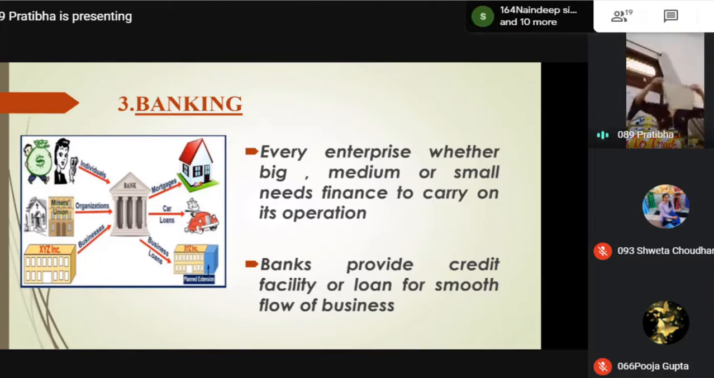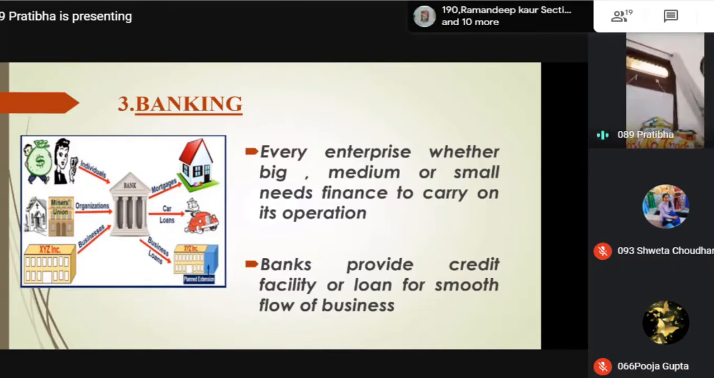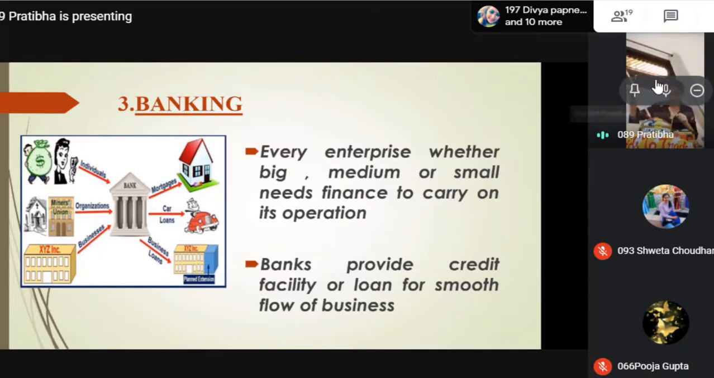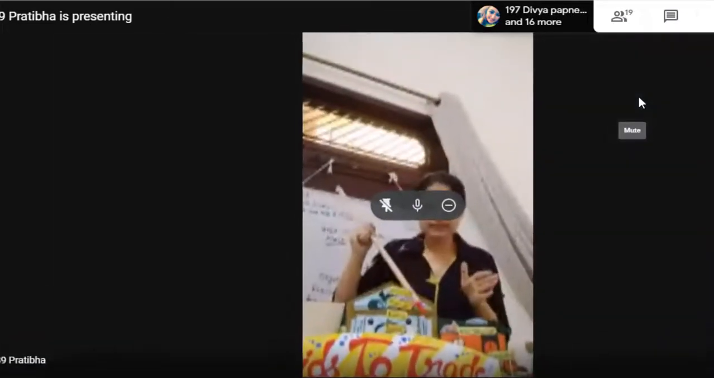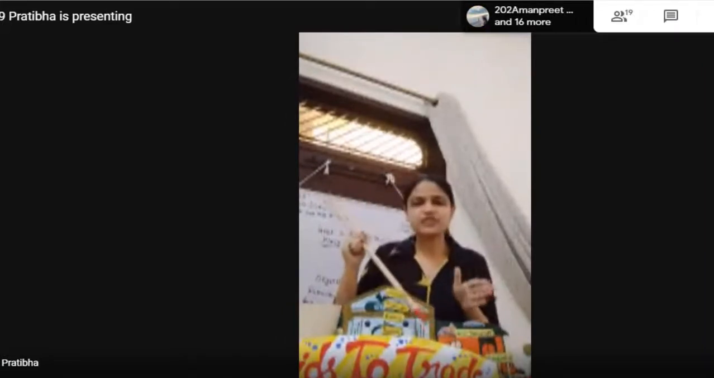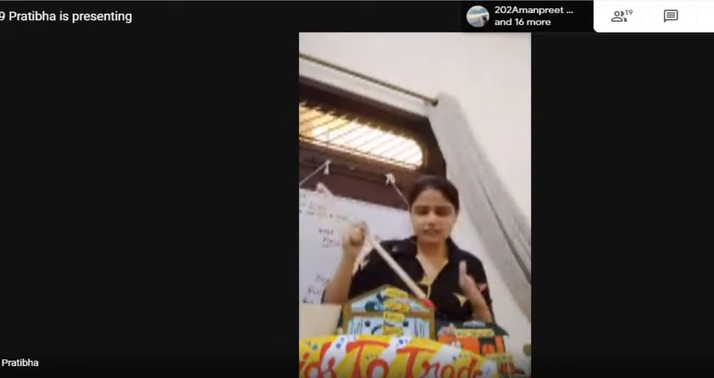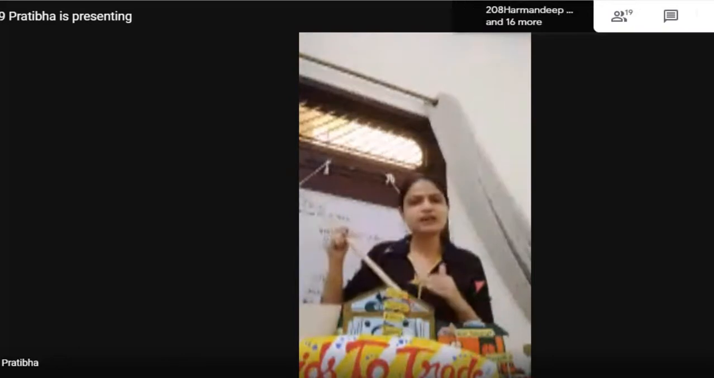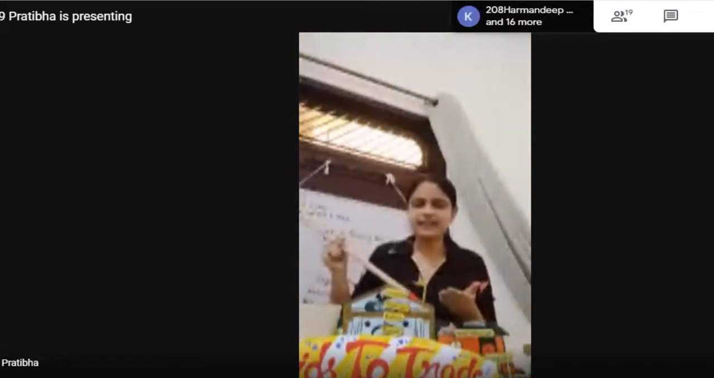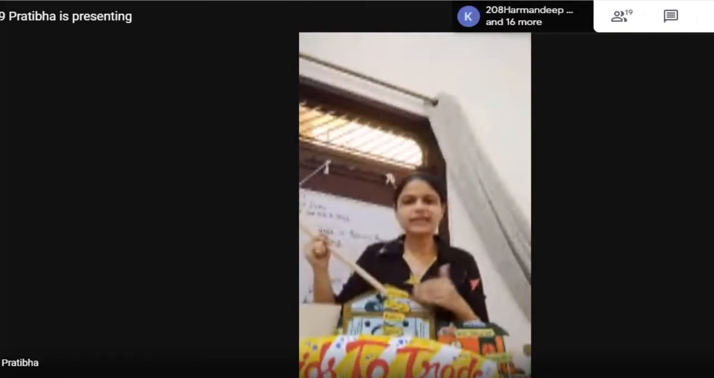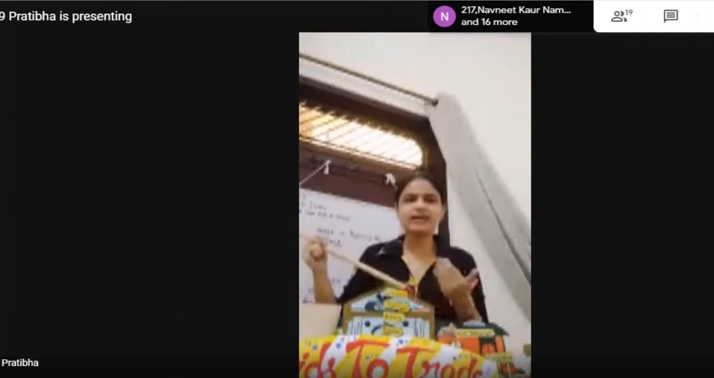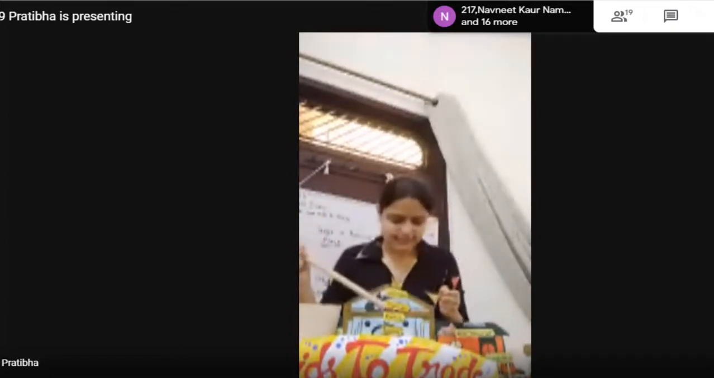Students, look at this part of the model. This is the scene of a bank, Yes Bank, where persons who have surplus money come to the bank to deposit it in their accounts, or those who need money come to the bank to take a loan. Okay, students.